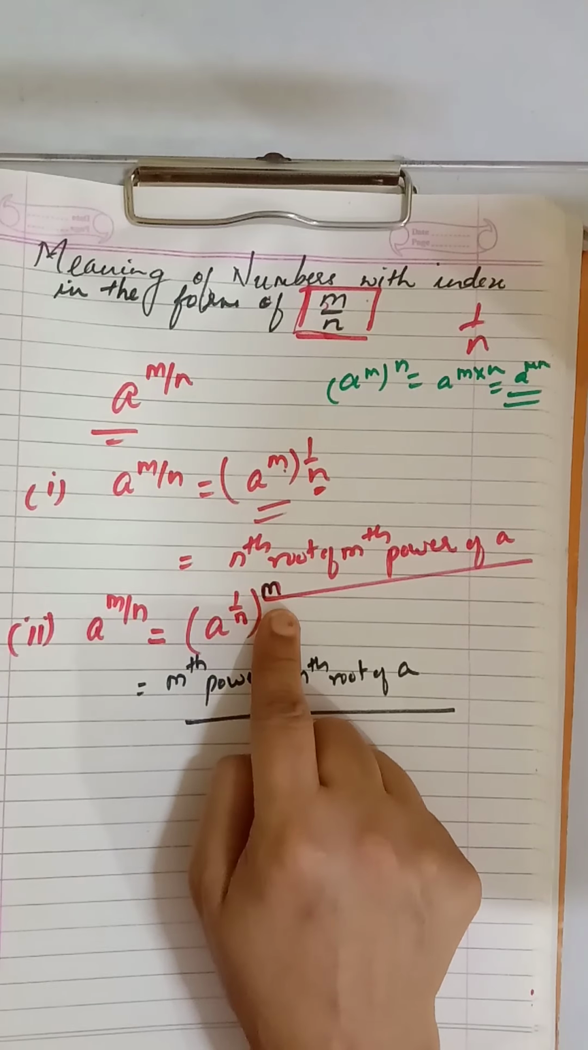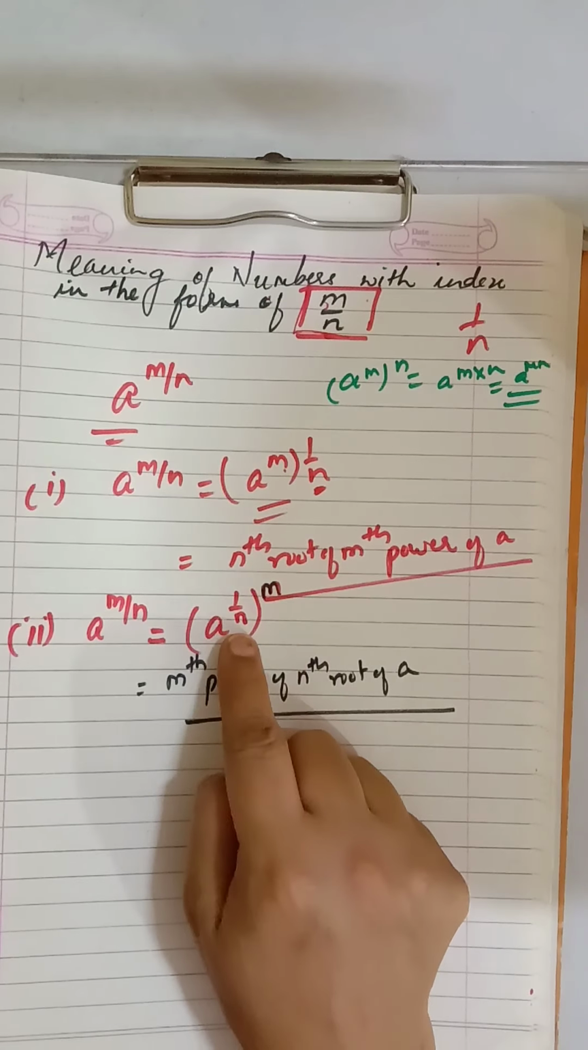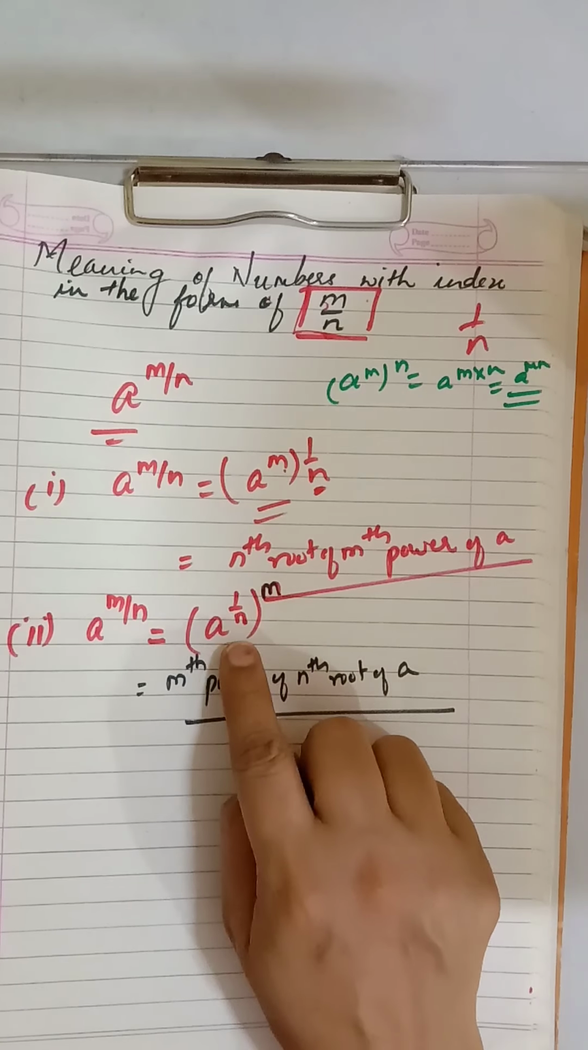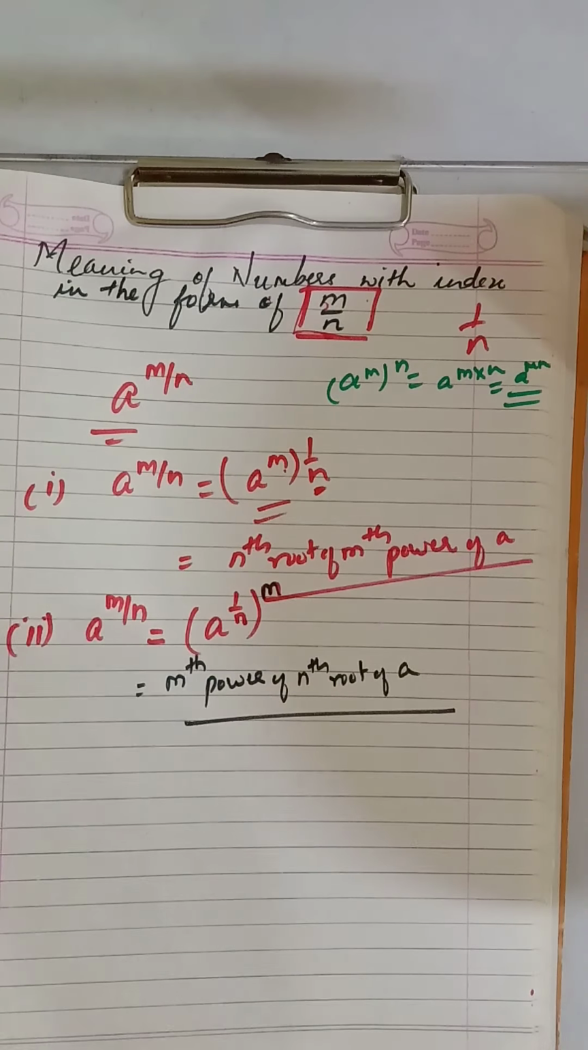So it is the mth power of the nth root of a. Clear? Now let us take an example.